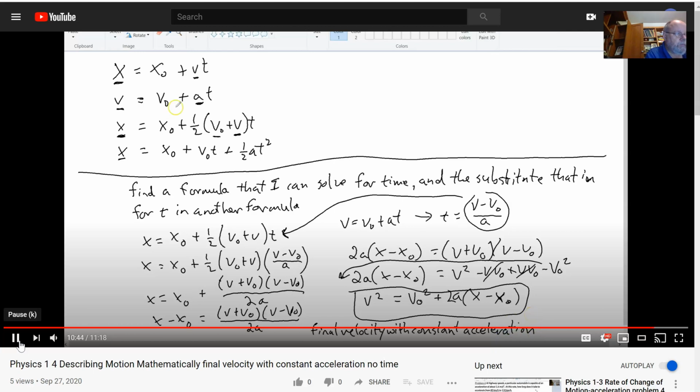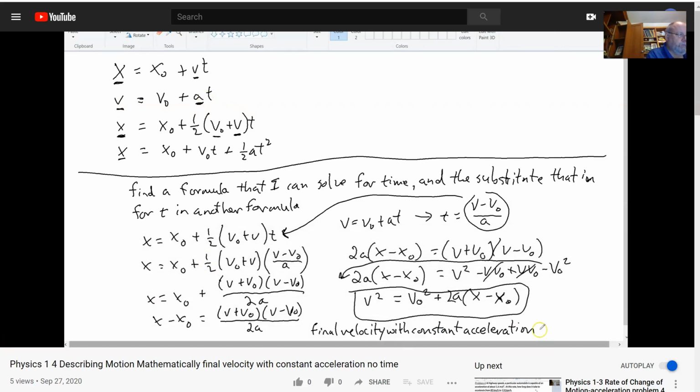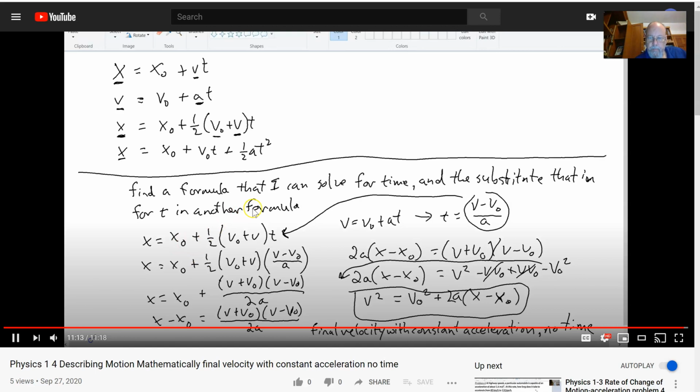You're like, well, wait, Marshall, we've already got one of those too. I've got final velocity with constant acceleration. But we're going to distinguish this one by saying no time. Final velocity with constant acceleration, no time. And yes, I know this is v squared, but we're still just going to say final velocity. Okay? So that's this formula, and now we have completed our 5 formulas, and now we'll go ahead and summarize these, and then in the next lecture we'll say how we're going to use them.